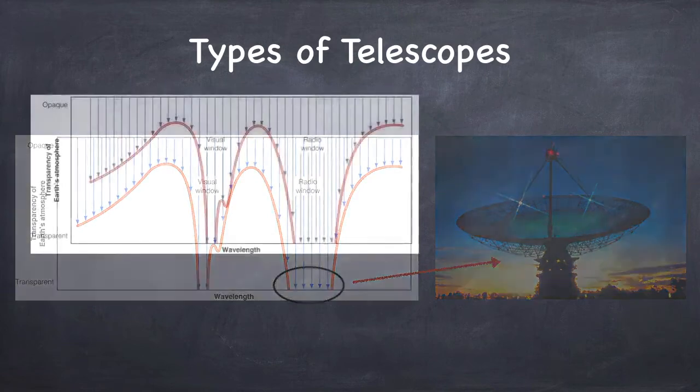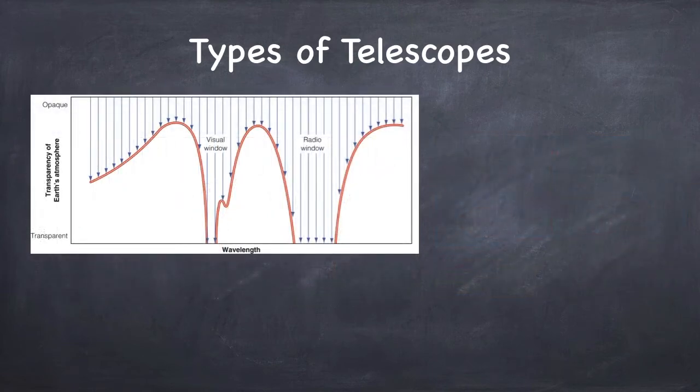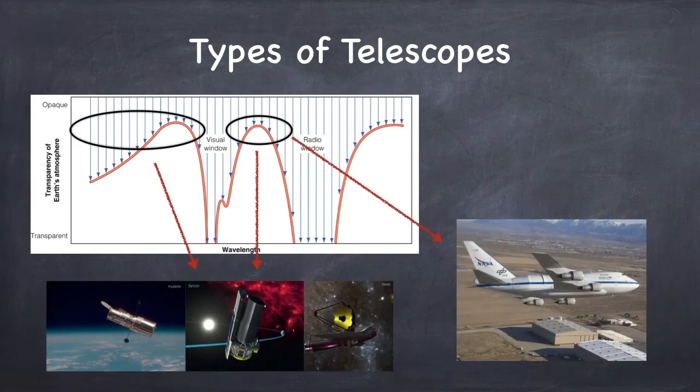On the other hand, if you want to look at light that doesn't make it to the Earth's surface, you're going to have to either put something in orbit around the Earth or in the neighborhood of the Earth, or you're going to have to fly a telescope in an airplane that can get well above most of the atmosphere. So there's an IR telescope that flies on a plane, and there are also infrared, X-ray, ultraviolet, and gamma ray telescopes that live in orbit around the Earth in order to avoid the atmosphere, which would otherwise absorb all the light they're interested in.